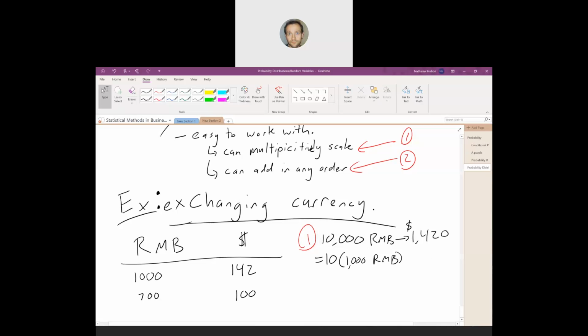Let's see. I'm saying something that's very simple. I don't want to confuse things. I'll just keep it like this. That shows number one. Okay, for number two, you can add in any order.